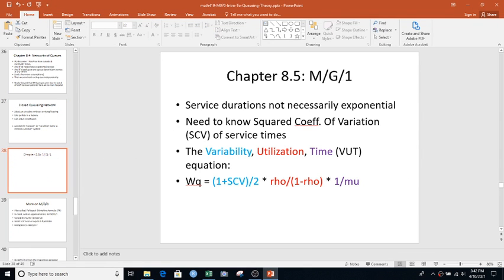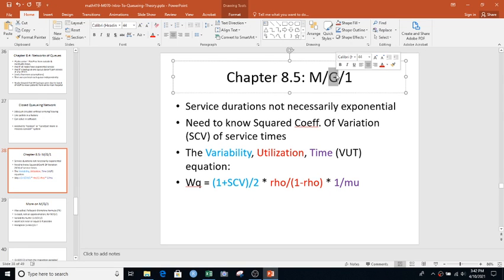If you have non-exponential service times, but only a single server, we'd call that an M/G/1 situation, then you need to know the standard deviation of the service times, and from that you can compute the squared coefficient of variation, which is the standard deviation divided by the mean, and then square that.